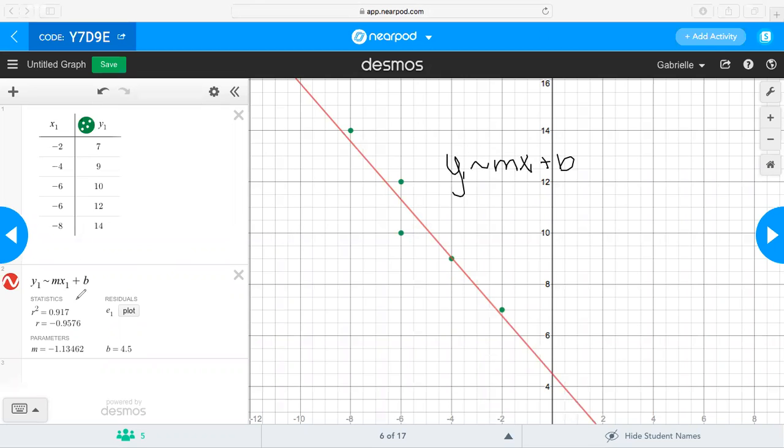This information, what did it give us? So it gave us m, and m represents what? Slope. And it gave us b that represents, okay, so it gave us a slope of, I'm just going to round to nearest hundredths place. It gave us a slope of -1.13, and it gave us a y-intercept of 4.5.